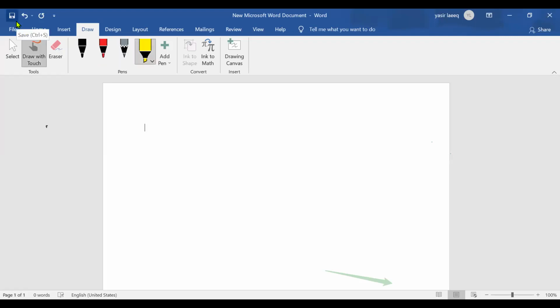I am writing 240.224235. Okay, this number is multiplied by 10. So what will be the answer? As I told you just now, we have to move the decimal point to the right by as many places as the number of zeros.